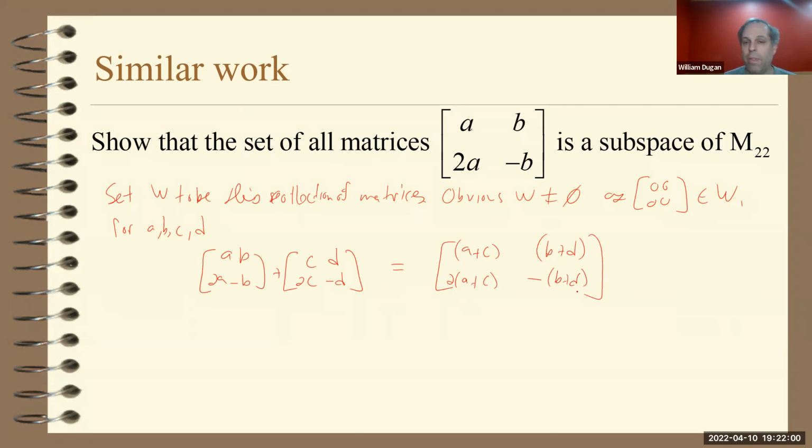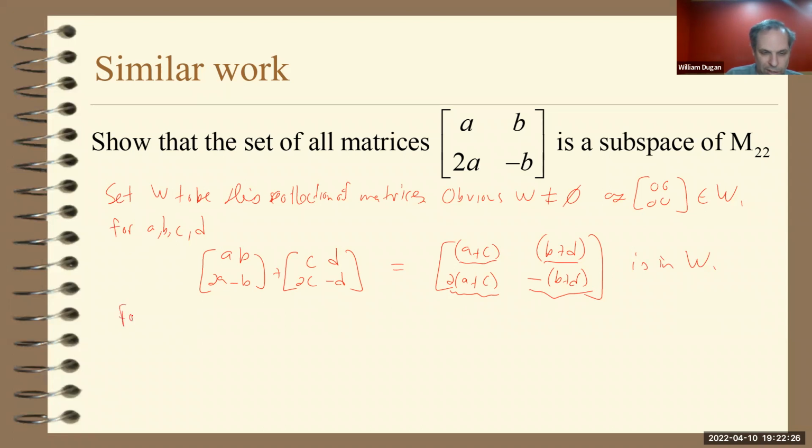Again, you might look at it and go, but that's not the way you described it. The matrix should be A, B, 2A, negative B. No, it just has to have that form. And it does, doesn't it? Notice that this entry is twice that, like it should be. This entry is opposite of that one, which it should be. And that is in W.